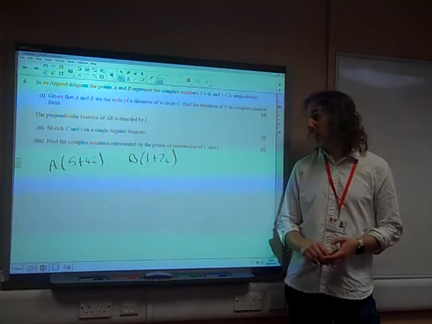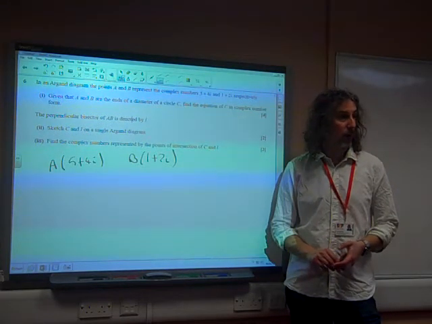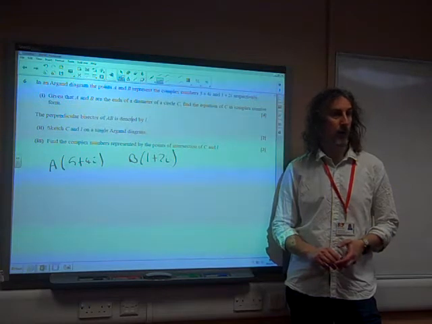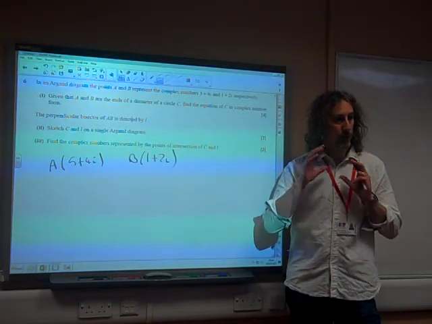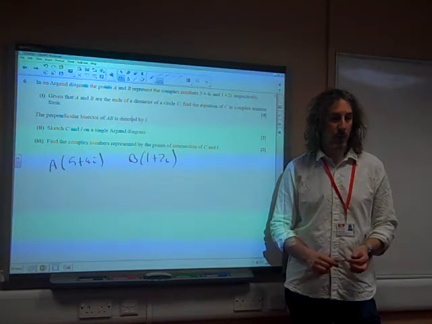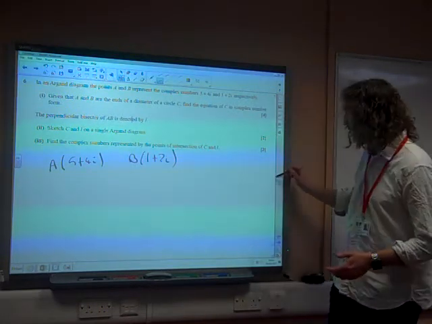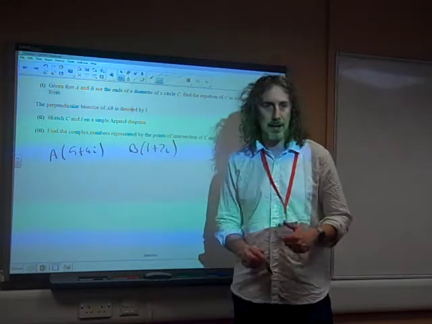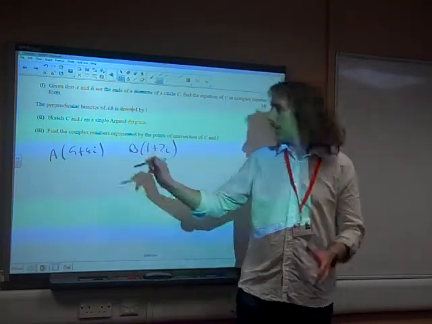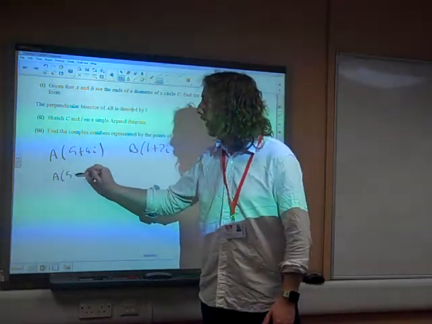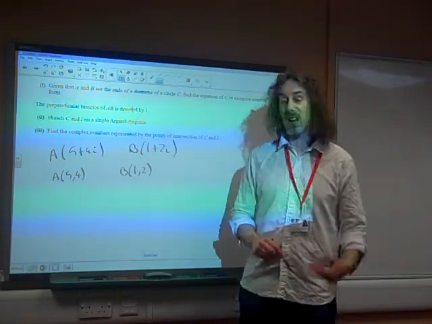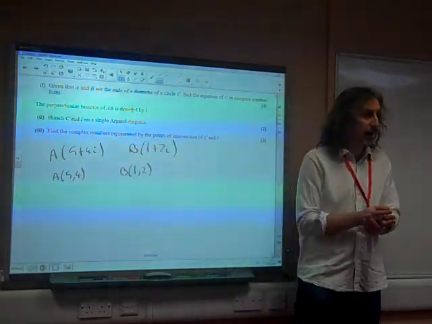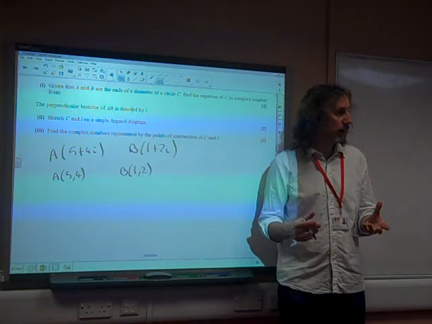Okay, well, in Core 1, we can be given 2 points in space, and we can be asked to find the equation of the circle. We've just got to reframe that in terms of this. So maybe it's helpful to think in Core 1 terms. A is the point (5, 4), and B is the point (1, 2). That's a useful thing to think of. They would be the coordinates.